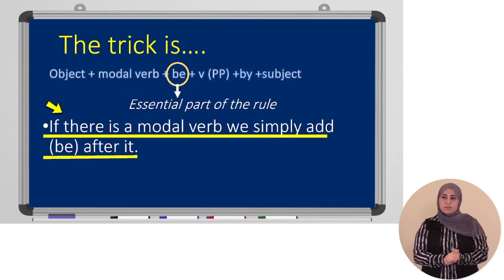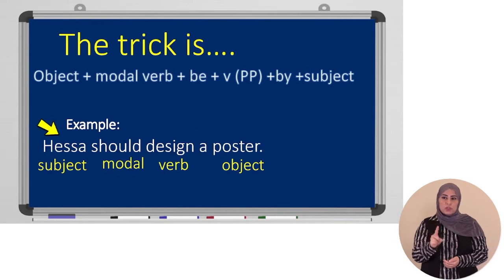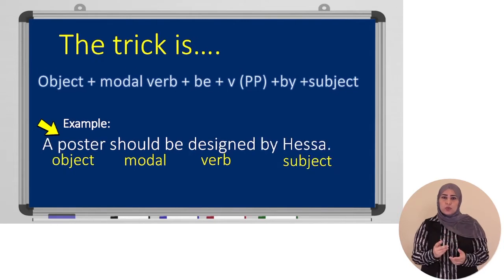Now, if there is a modal verb, we simply add be after it. So if there is a modal verb like can, could, shall, should, will, we simply add what? Be after it. Let's look at this example. Hassa should design a poster. Let's try to break it down. Our subject is Hassa, should is our modal verb, a poster is our object. We're going to fill in the equation for the passive, and we're going to start with our object, which is what? A poster. A poster should be designed by who? By Hassa. Very easy, very simple.